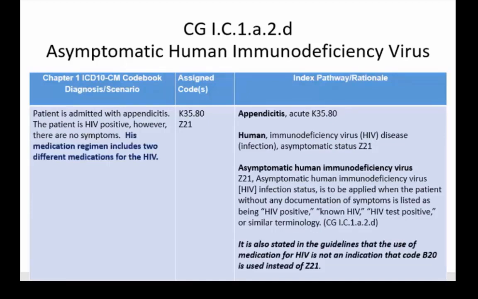If the patient has asymptomatic HIV infection and is on medications for the HIV, it doesn't change anything. And the guidelines tell us that if the patient is using medication for HIV, there's still going to be a Z21 if they're asymptomatic.